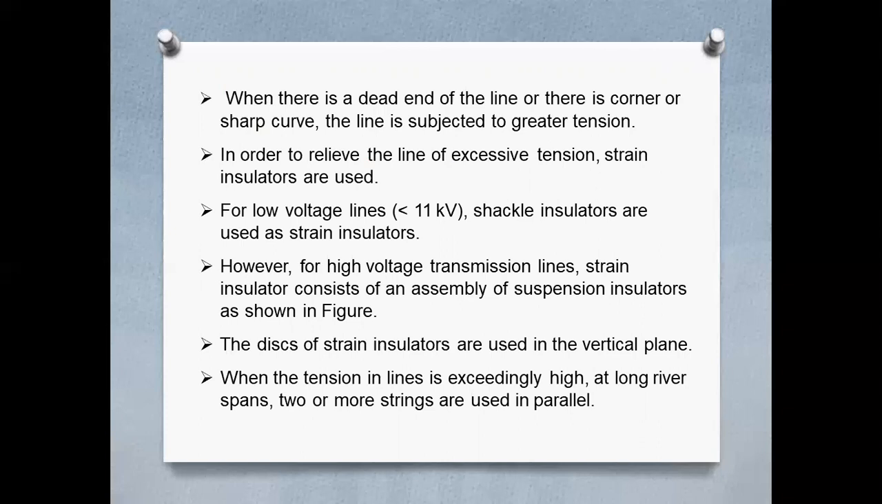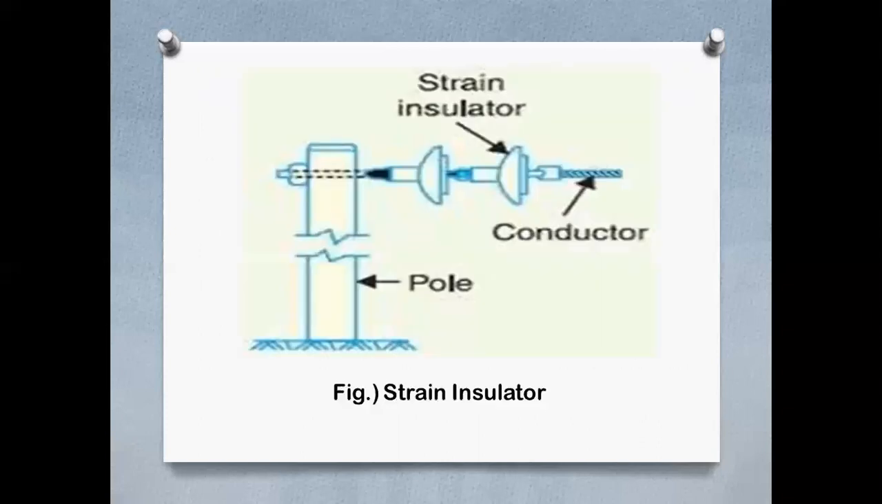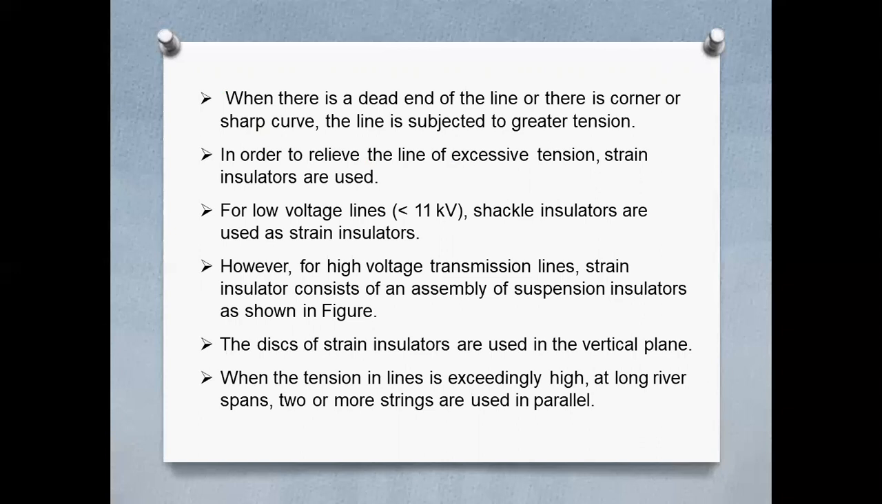And for low voltages, which is less than 11 kV, shackle insulators are used as strain insulators. So shackle insulators we will be seeing in the next slides only. However, for high voltage transmission line, we use the strain insulators. Why are we using them? Because strain insulators help in reducing the tension in the transmission line. How does the tension occur? Because the transmission line cannot be straight always.